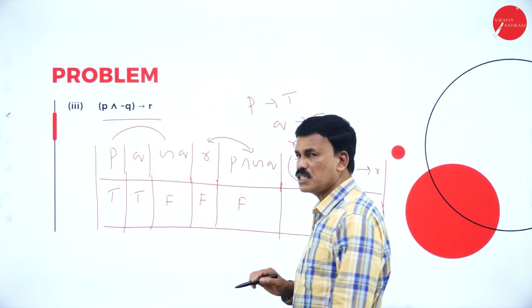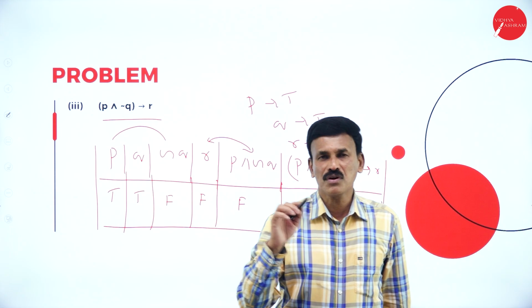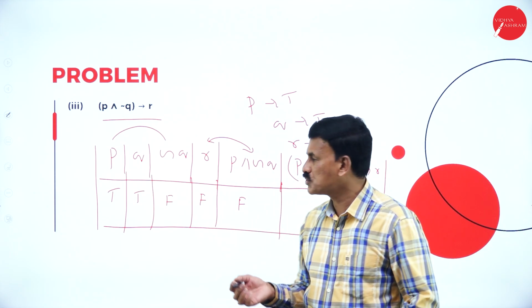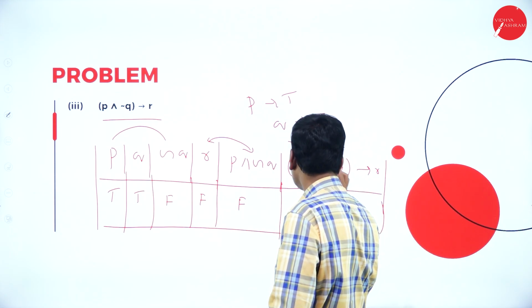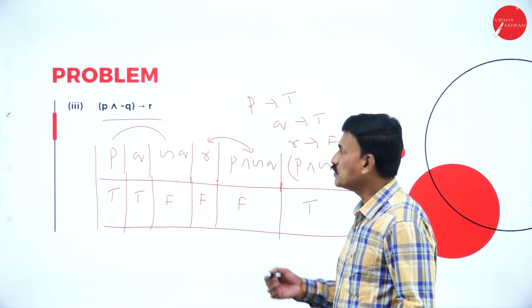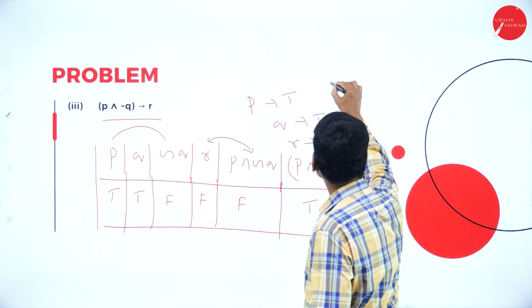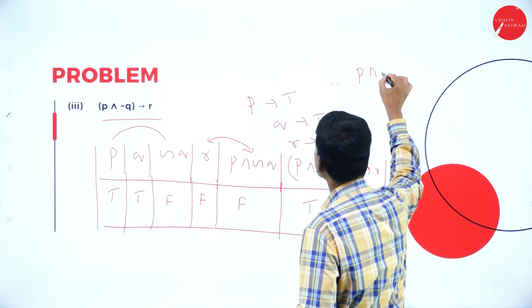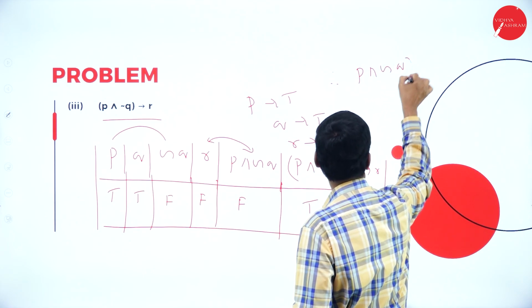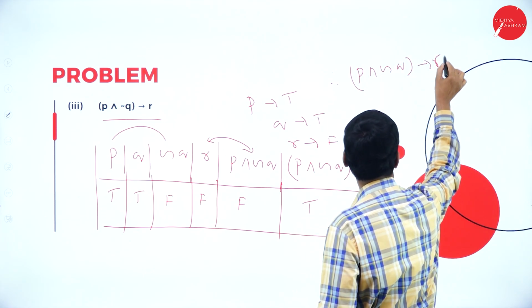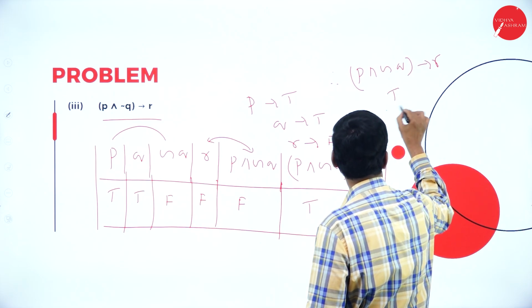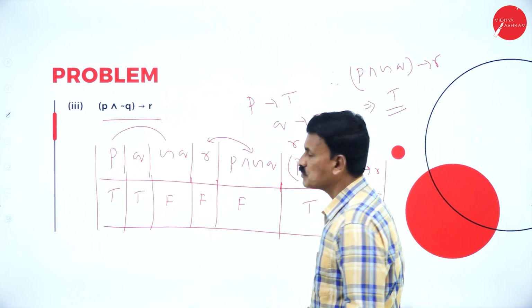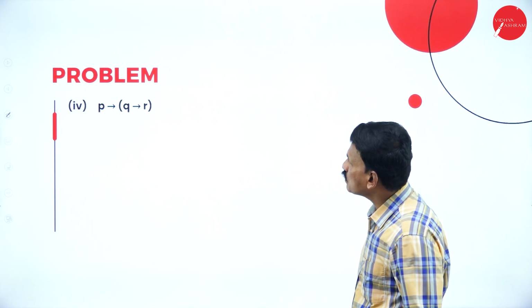What is the conditional statement? If it is true and false, it is false. In other cases, it is true. So false and false is also equal to true. That's it. Okay. Now therefore, what is the conclusion? Therefore, P conjunction negation Q conditional to R is true. That's all. Right. Now let us come to the next problem.